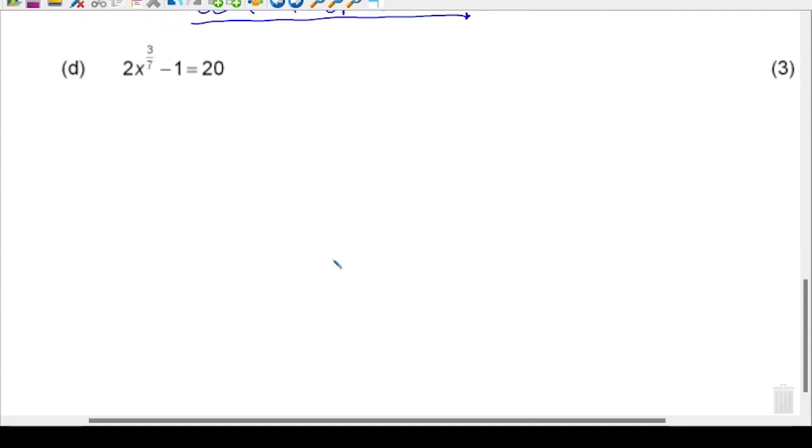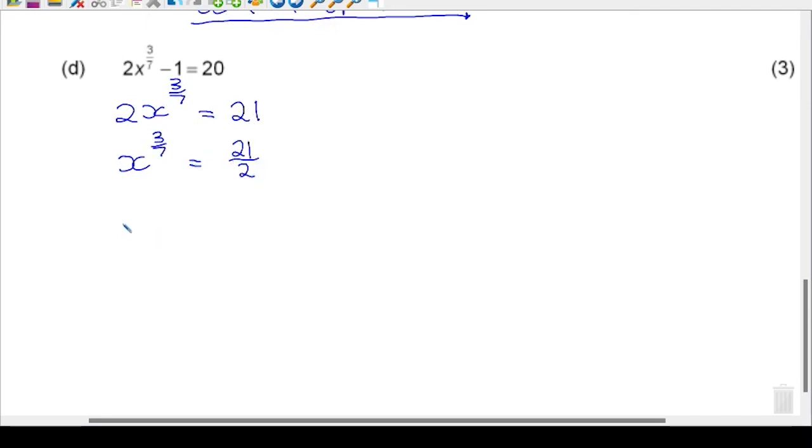Right, the next one is not an exponential equation, it's an equation that's going to require us to use some exponent laws. What we're going to do first up is add 1 to both sides. Next up, we're going to divide both sides by 2. Remember, an equation is like a set of scales. We must do the same thing to both sides.